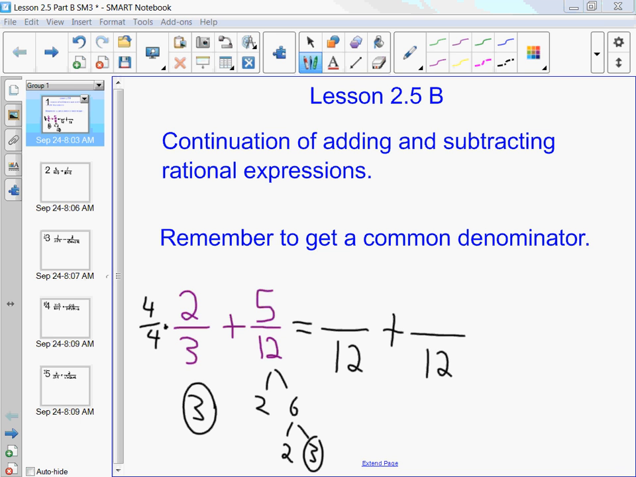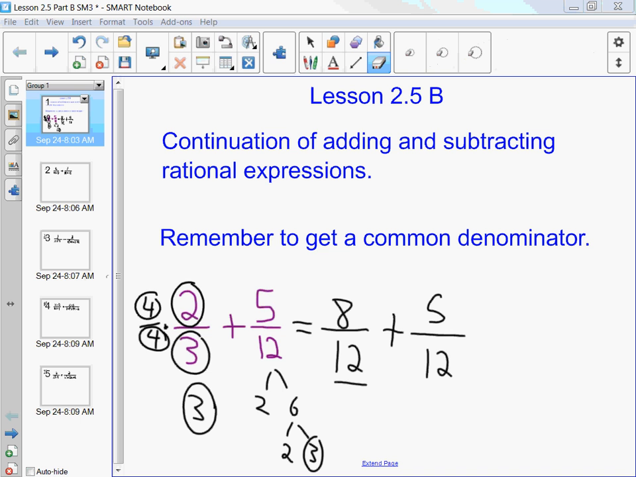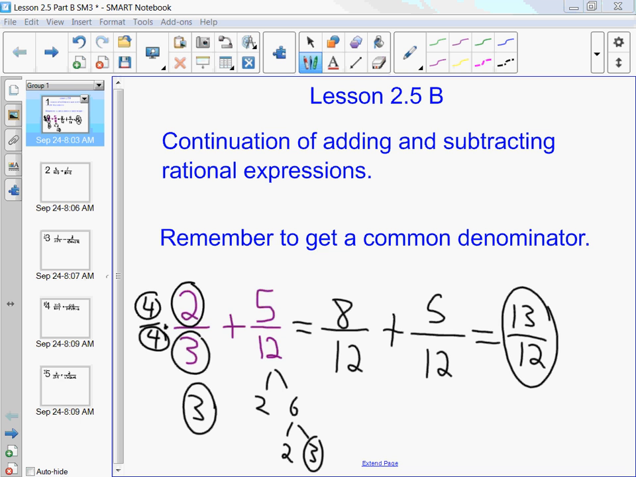So we multiplied 4 times 3, made this 12 over here. And 4 times 2 will make 8. And then we have the other fraction that didn't change, 8/12 plus 5/12. Once you have a common denominator, all you have to do is add the numerators. 8 plus 5 is 13 over 12. And that does not reduce. We could write it as a mixed number, but we'll just leave it as an improper fraction.